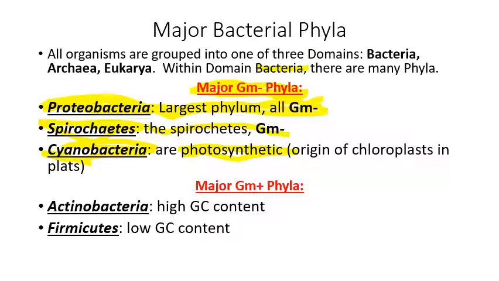All right, now let's look at the gram-positive phyla. There are two main ones. Actinobacteria: the actinobacteria are gram-positive and they have a high GC content, and there are several that are important to humans. And the Firmicutes are gram-positive and they have a low GC content. So we'll discuss those phyla as well.